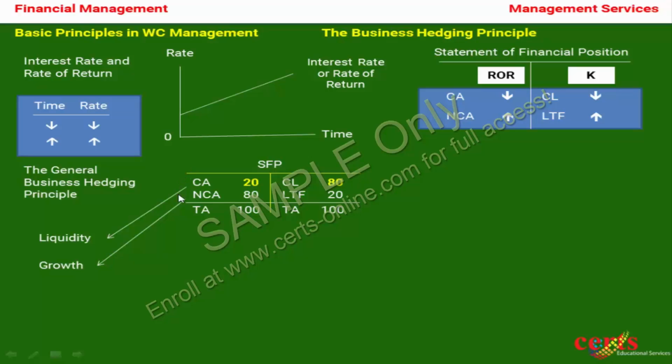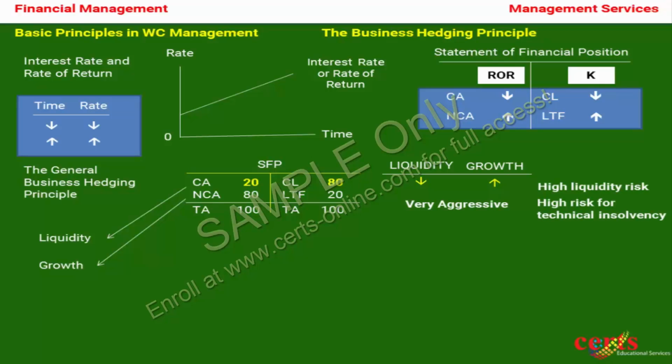This situation in the statement of financial position, though balanced in total, would give us a more technical impression in the sense that the liquidity of the company here is understated or lower, while the growth potential of the company would be higher. So they are willing to sacrifice their risk of not being able to pay currently maturing obligations as long as they produce more profit. This is a very aggressive working capital policy. It accepts a high liquidity risk, with also a high risk of technical insolvency.